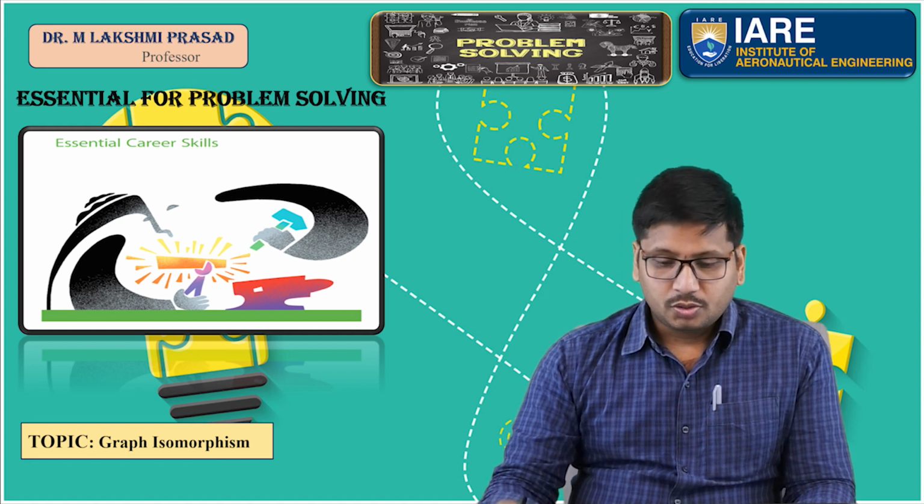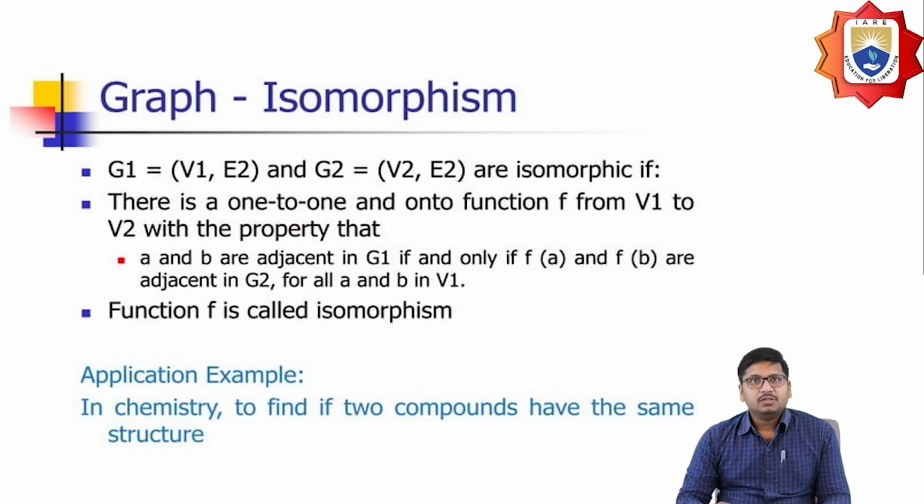What are the essential concepts of graphs? The very first thing is, what is graph isomorphism? Let us consider a graph G1, which has a vertex set V1 and an edge set E1. Similarly, I consider another graph G2 with V2 and E2. The two graphs are said to be isomorphic if and only if there is a one-to-one and onto function f from V1 to V2 with the property that A and B are adjacent in G1 if and only if f of A and f of B are adjacent in G2, for all A and B in V1. The function f is called an isomorphism.